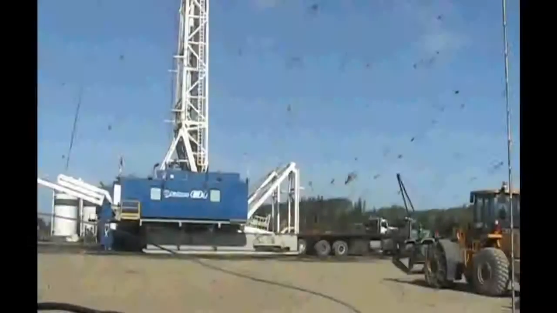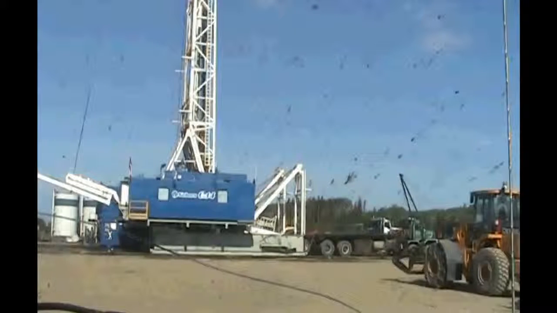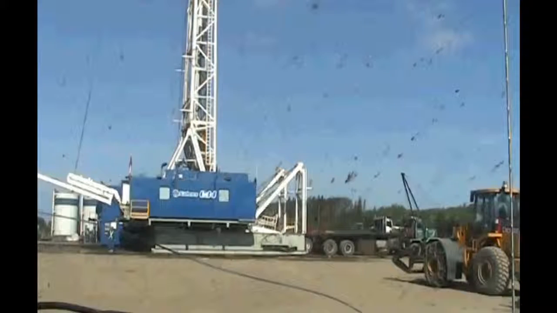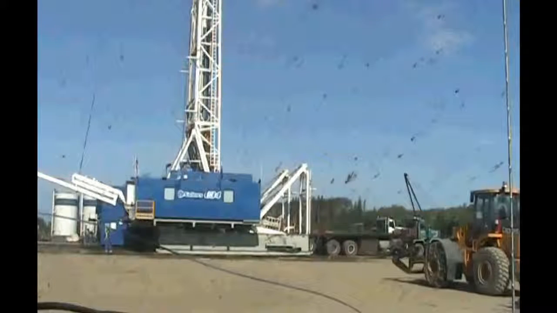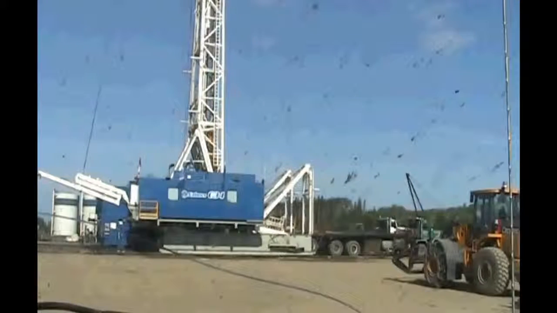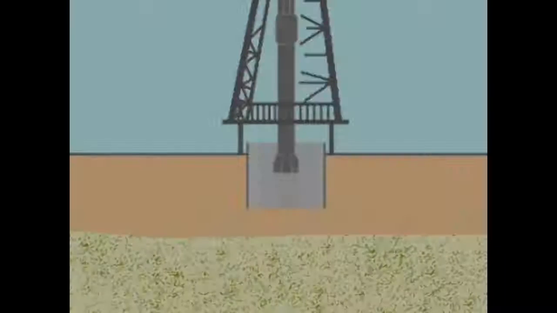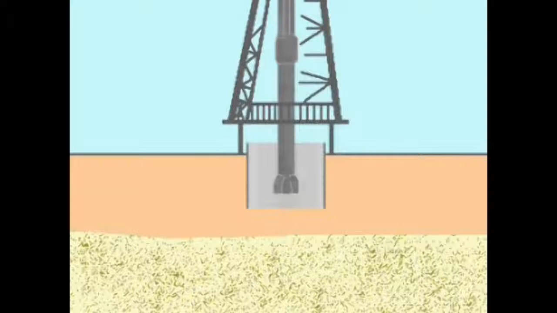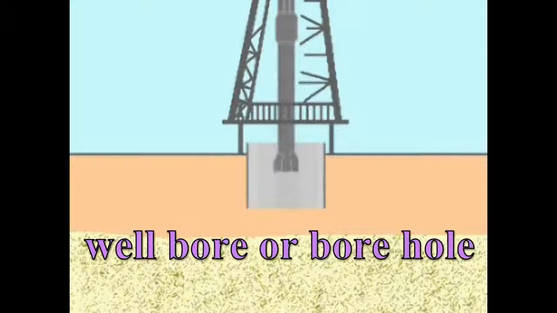Once the site has been prepared, the rig can be moved into position and positioned over the projected drilling location in preparation for spudding in. The hole, once breached in spudding in, is known as the wellbore or the borehole.